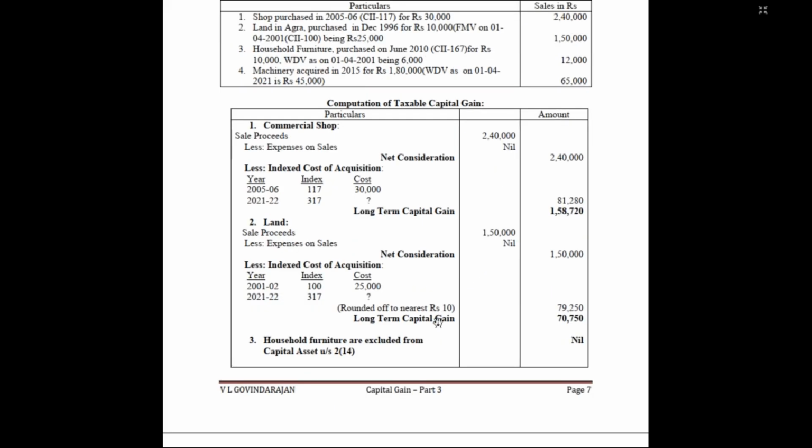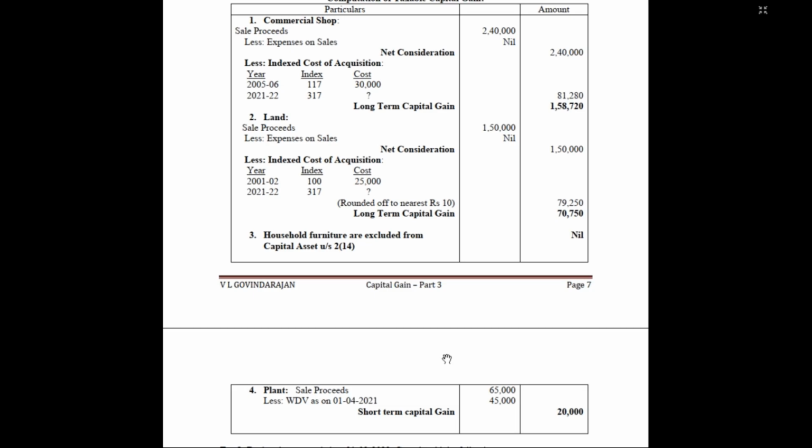And the second is land. Land in Agra, purchased in December 96 for 10,000, before 1/4/2001. So the fair market value as on 1/4/2001 is 25,000. So 10,000 or 25,000, whichever is higher, 25,000. The index will be considered as 100. So the second property is land, sale proceeds, less indexed cost of acquisition, which will be 79,250. So the balance 70,750 will be the taxable long-term capital gain for land.